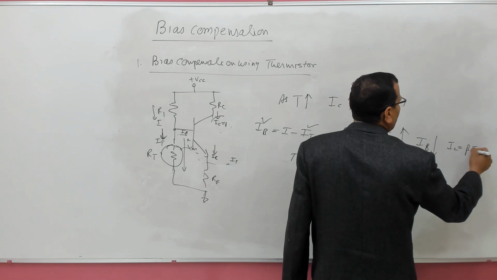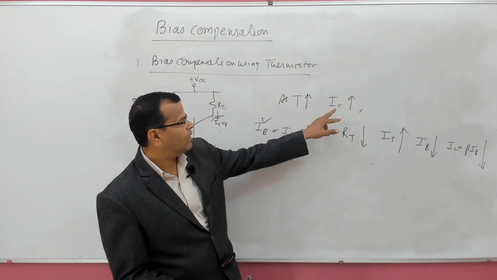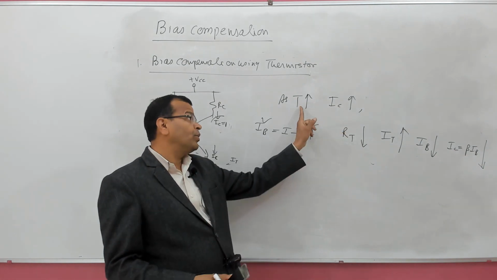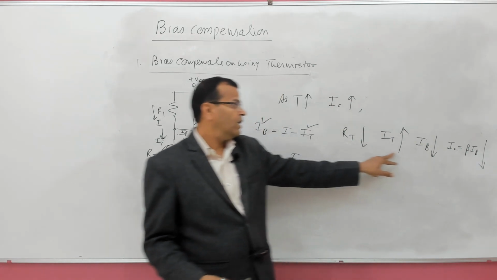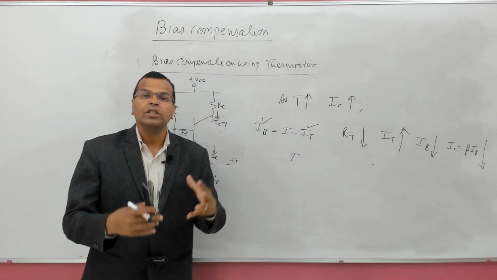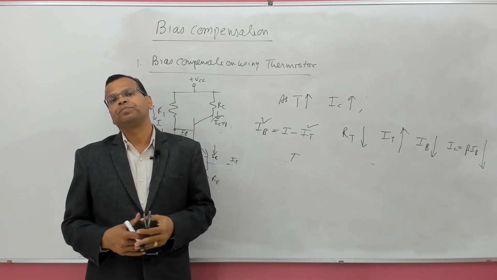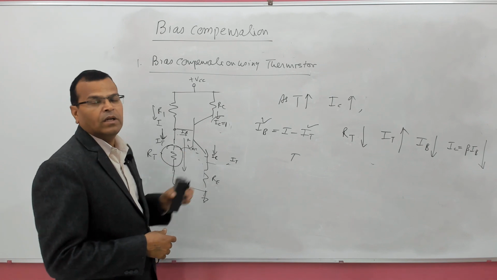IC is beta into IB, and that results in a reduction in IC. So the tendency of increase in collector current due to temperature is opposed by this. This is the bias compensation in your circuit.